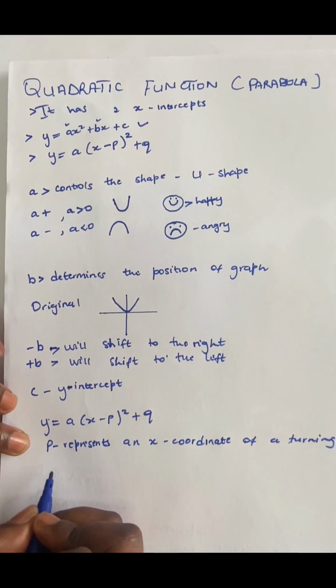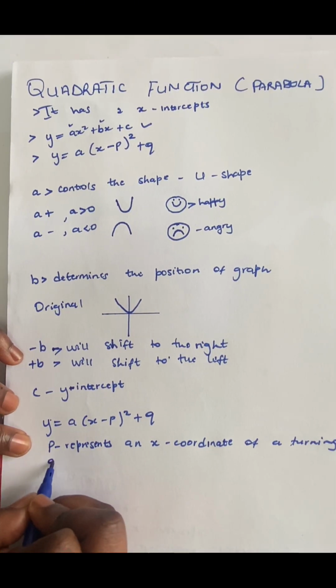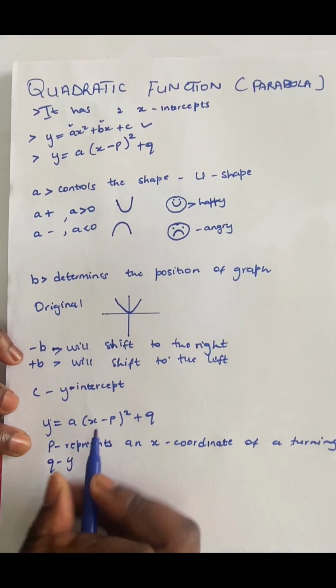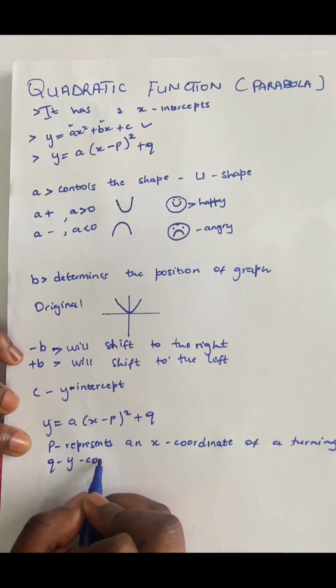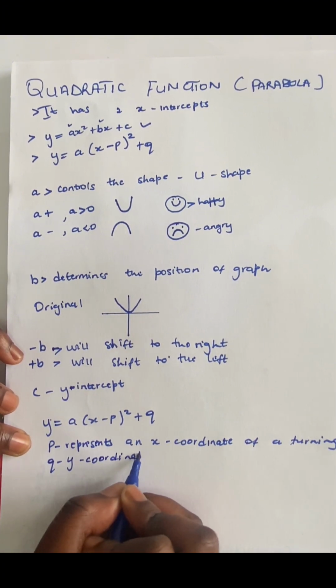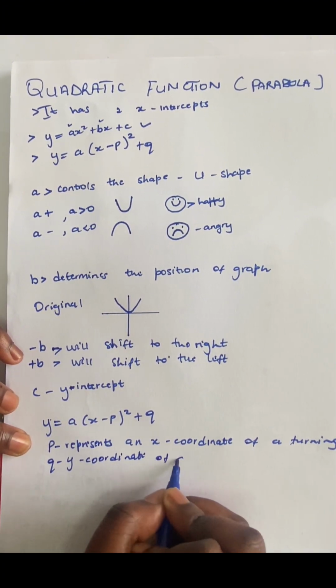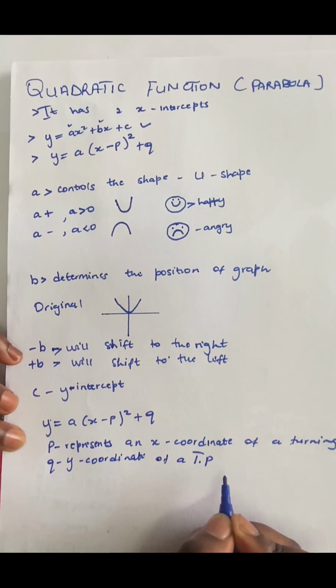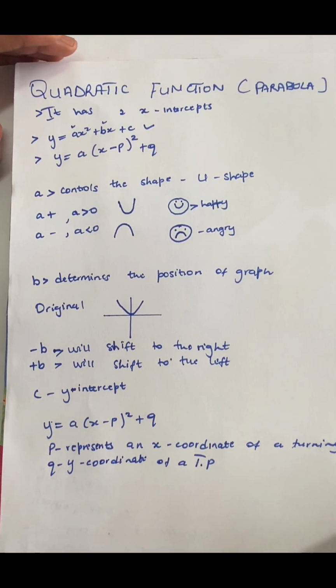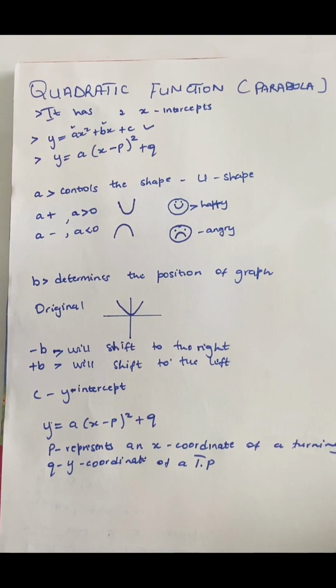And then your q is your y coordinate of a turning point, a TP, let me just call it that. I want you to take note of these, because you're going to need them as we go along.